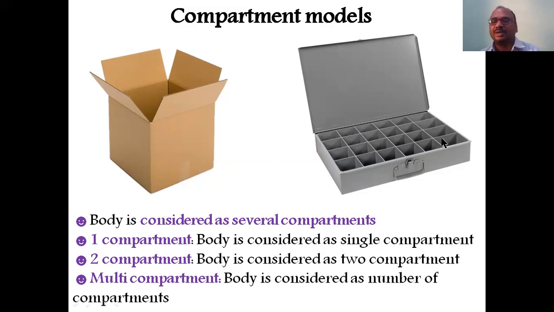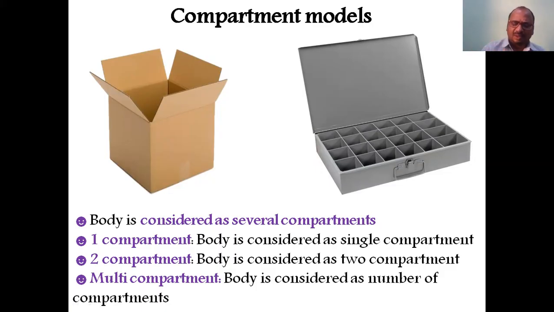See here, how many compartments are there? 1 2 3 4, 1 2 3 4 5 6, 6 into 4, 24 compartments. Like that we are imagining: in one compartment there is the liver, in one compartment the heart, in one compartment the blood. For our easy calculations, we imagine the entire body, like this cardboard box, as only one compartment. That is the one compartment model.